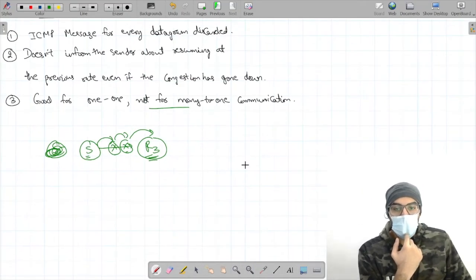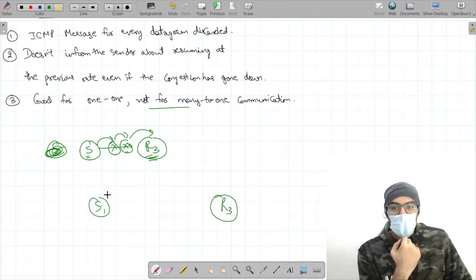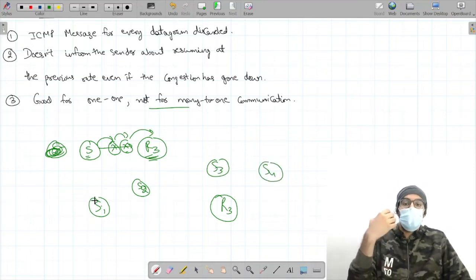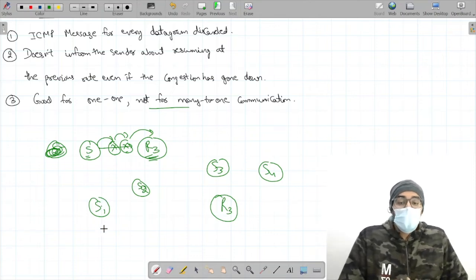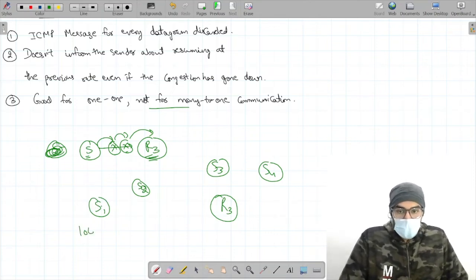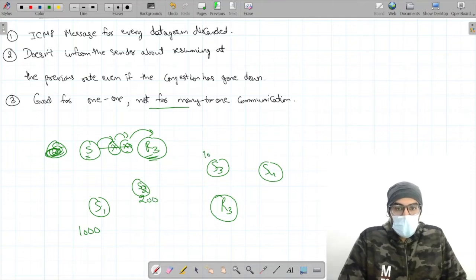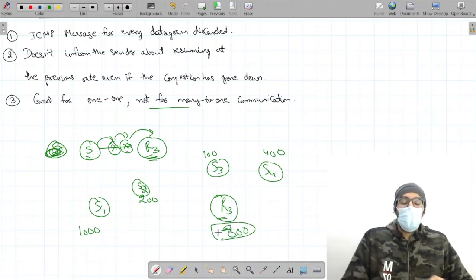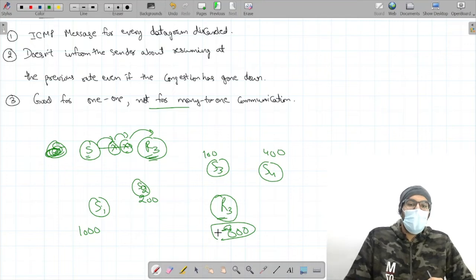But let's say router R3 is not getting the packets just from sender S. It is getting the packets from sender S1, then from sender S2, from sender S3, from sender S4. And let's say the frequency of sending packets of sender S1 is 1000, of this one is 200, this is 100, and this is 400. And router R3 can process only 800 packets at any given moment.